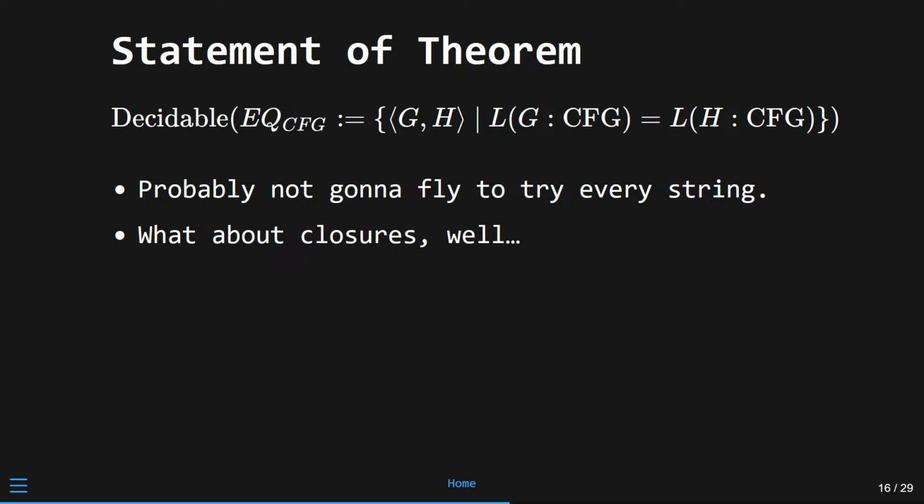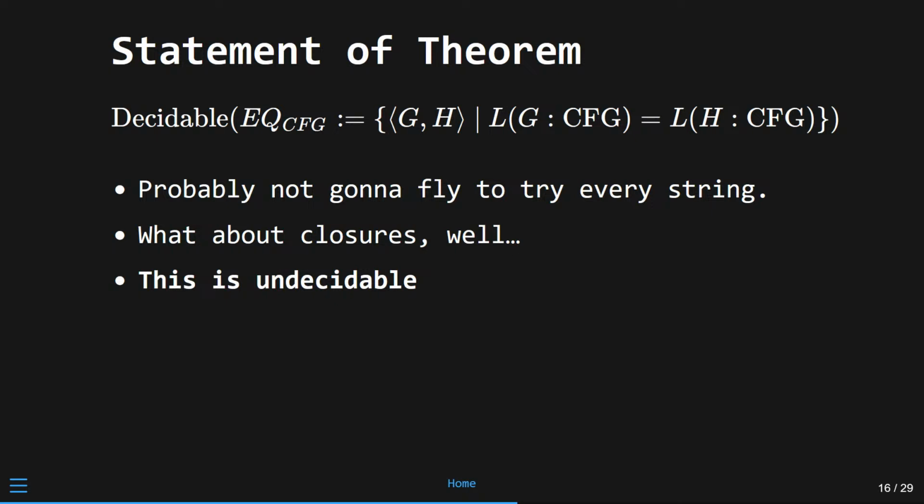We never proved that CFGs are closed under anything. We didn't prove they're closed under union. We didn't prove they're closed under concatenation. We didn't prove they're closed under star. And in fact, we can't prove that. This is undecidable. There exists no Turing machine that can determine if two context-free grammars are equivalent. You can't figure it out.